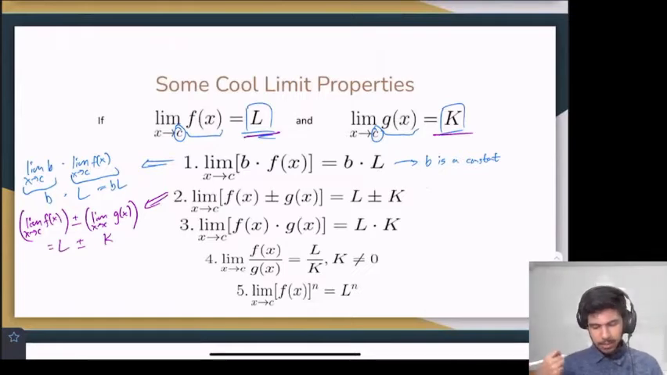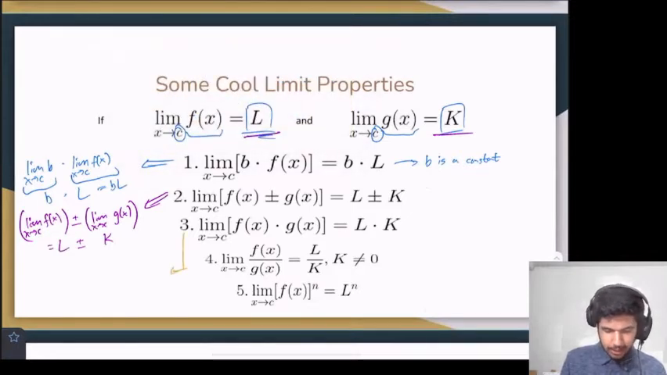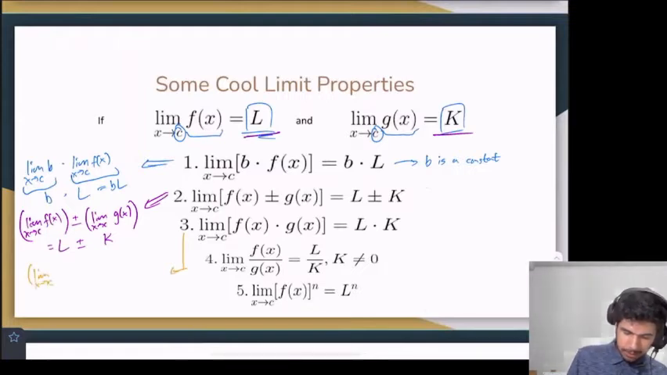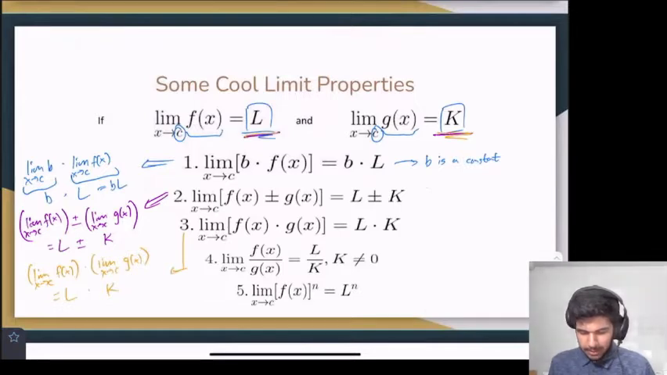Third one, the limit as x approaches c of f of x times g of x is L times k. And again, very similar logic here. Sort of this distribution of a limit, right? This is saying that it's equivalent to the limit as x approaches c of f of x times the limit as x approaches c of g of x. And since we're given them, L and k, this is equal to L times k. And then number 4 is a very similar thing here.